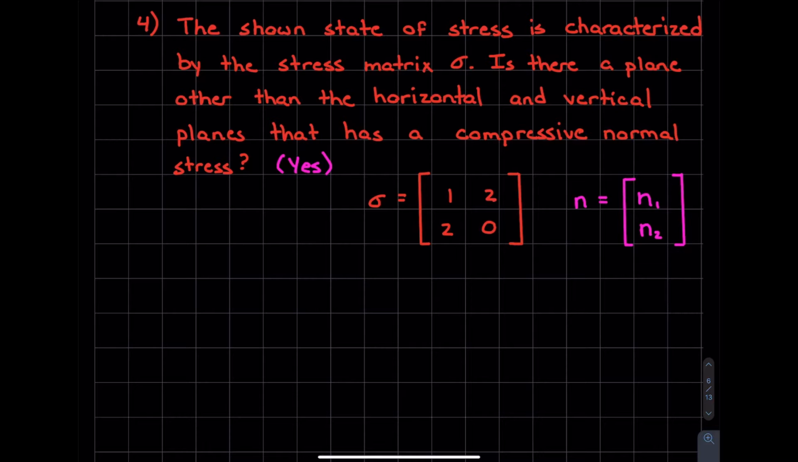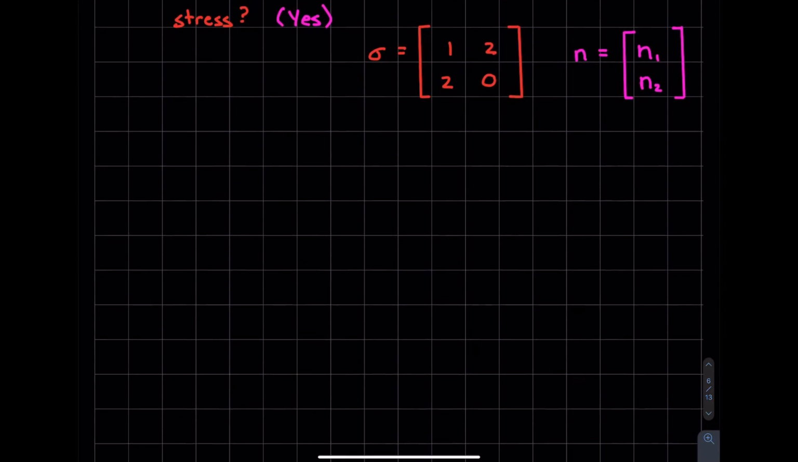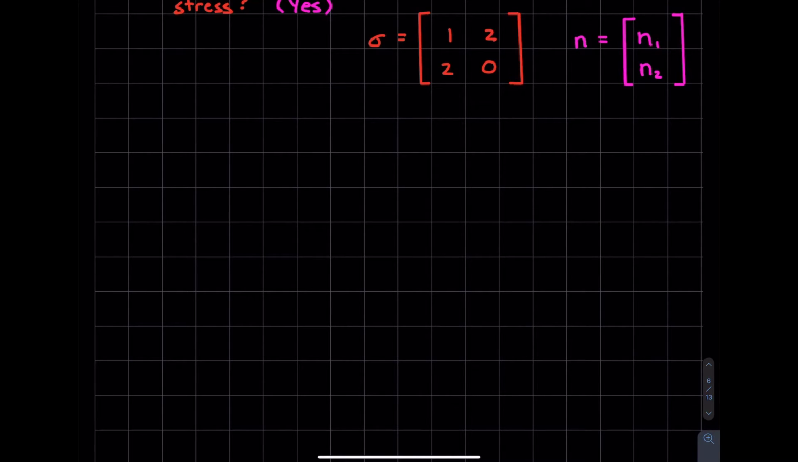And I'm going to go through the question as if I was determining the normal stress. So I come down here and say, okay, for normal stress, I need my traction vector. My traction vector, Tn, is simply going to be my stress matrix times my normal vector. That's not too bad so far. I know my stress matrix as 1, 2, 2, and 0.